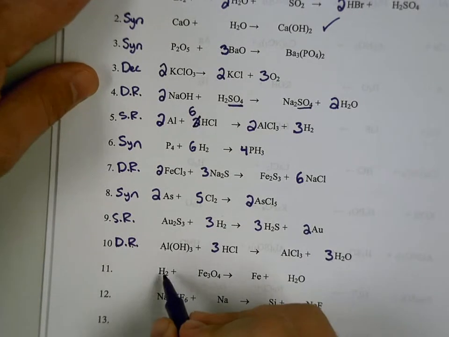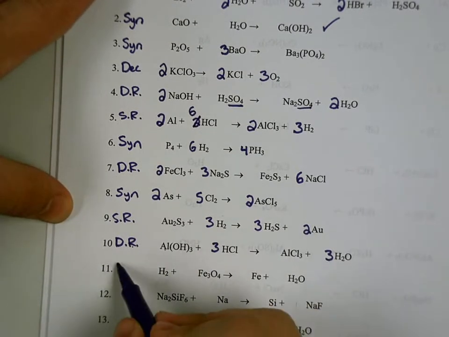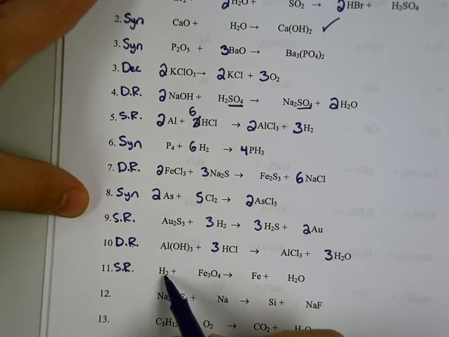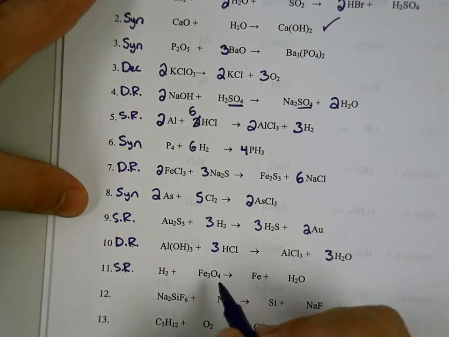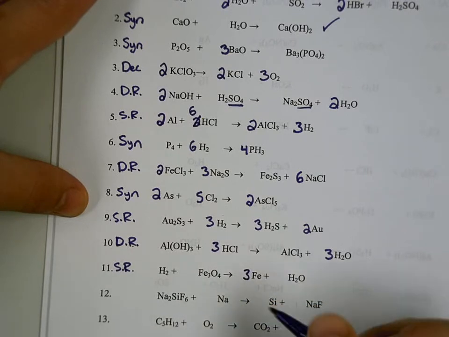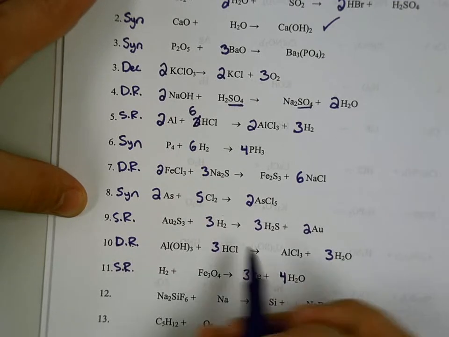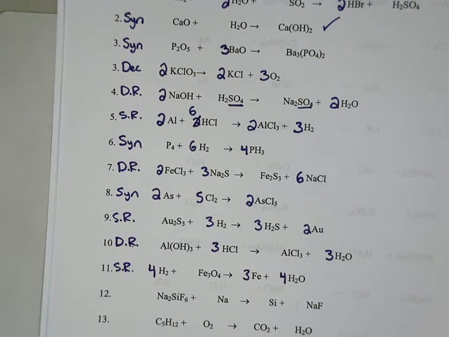For problem 11, an element reacting with a compound again, the hydrogen is switching places with the iron. This is a single replacement. Now I have 2 hydrogens on the left, 2 hydrogens on the right. That's okay for now. I have 3 irons on the left, 1 on the right. I'm going to fix that. I have 4 oxygens on the left. I need 4 on the right. And now I have 8 hydrogens on the right, so I need 4 times 2 is 8 hydrogens on the left.